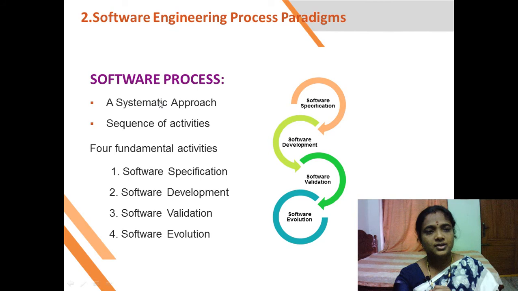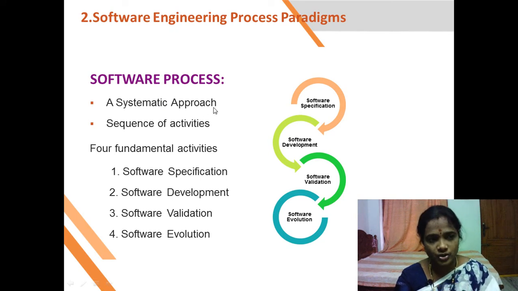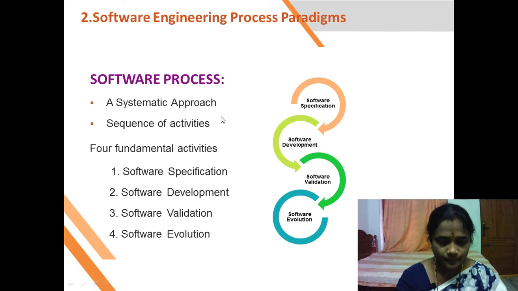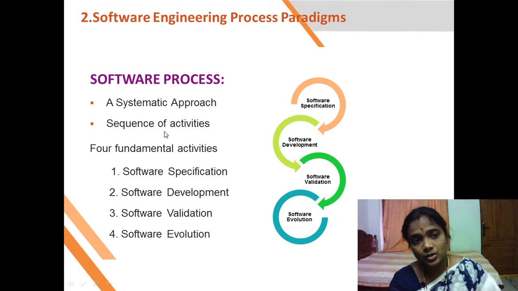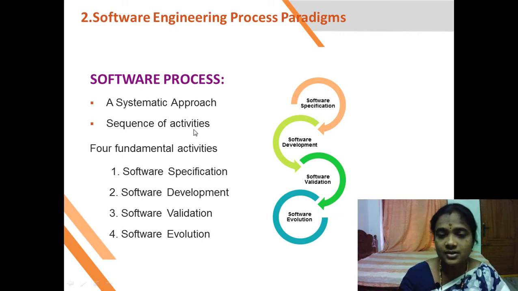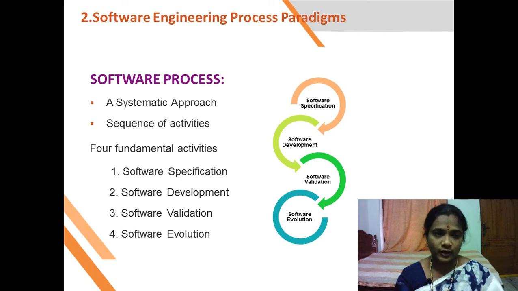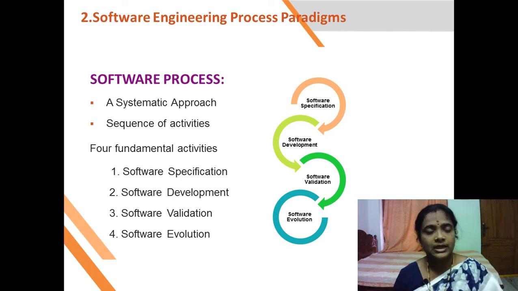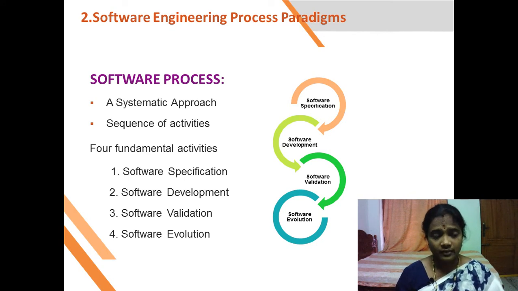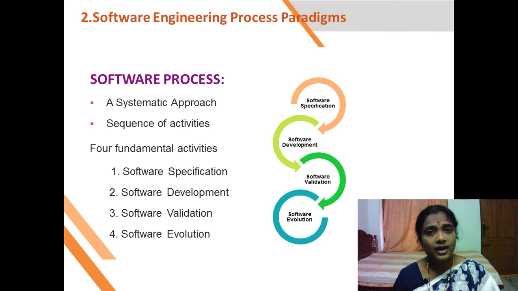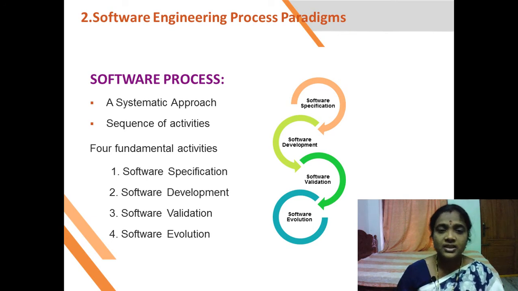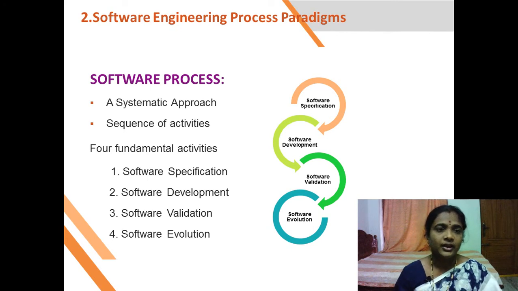Software process is a systematic approach used in developing a software project. A software process is also the sequence of activities that leads to the production of the software product. There are 4 fundamental activities in developing a software process: software specification, software development, software validation and software evaluation.